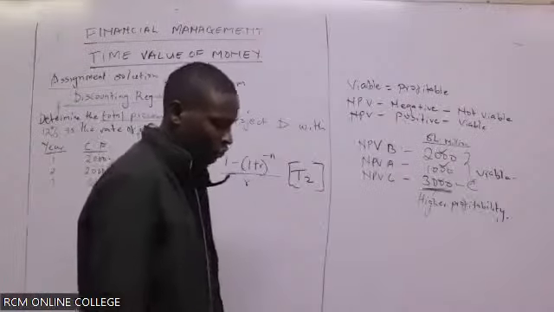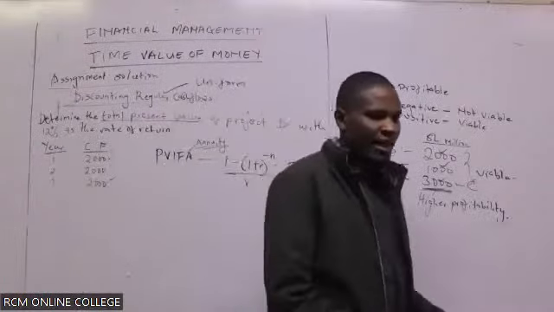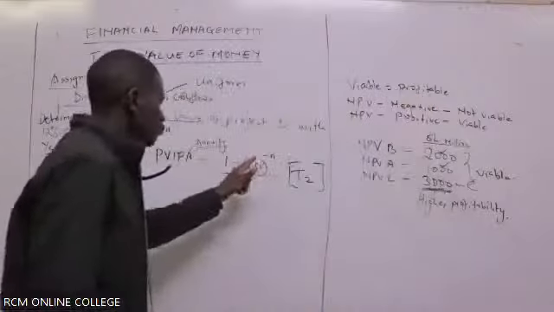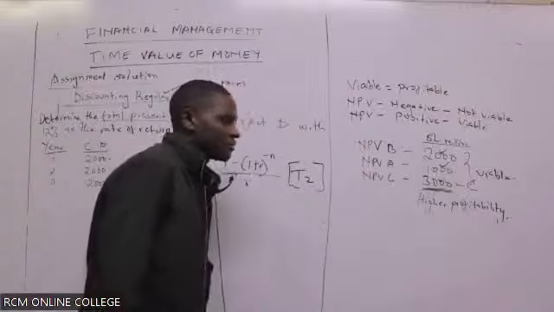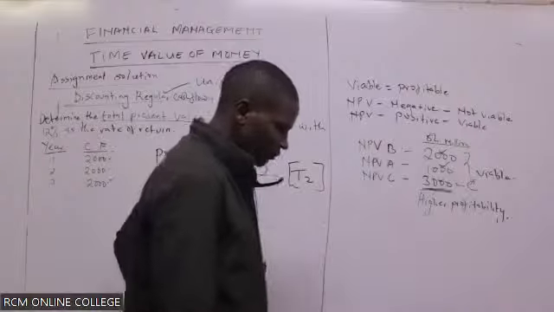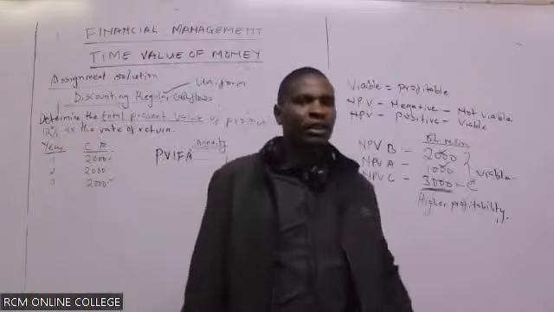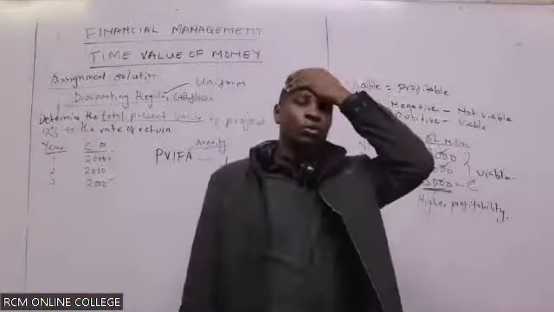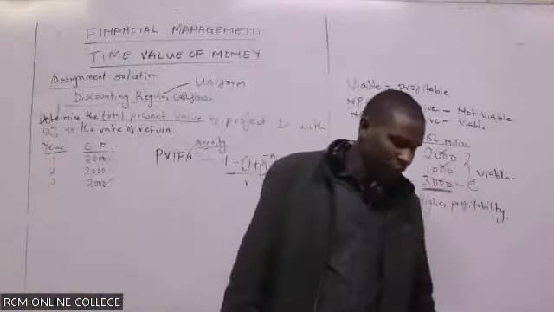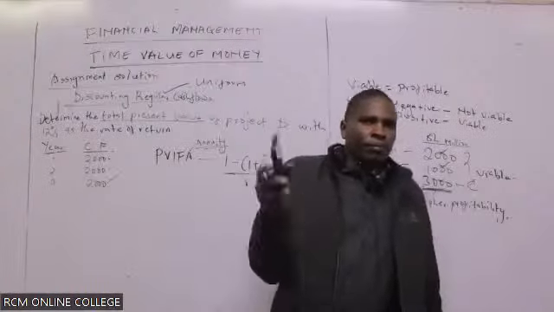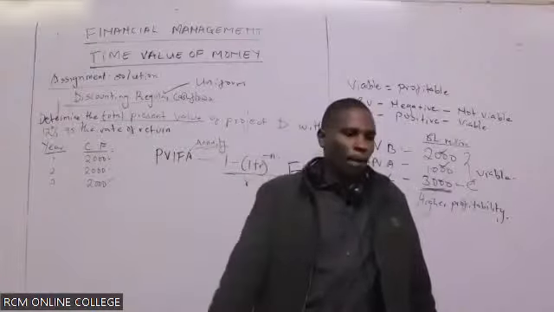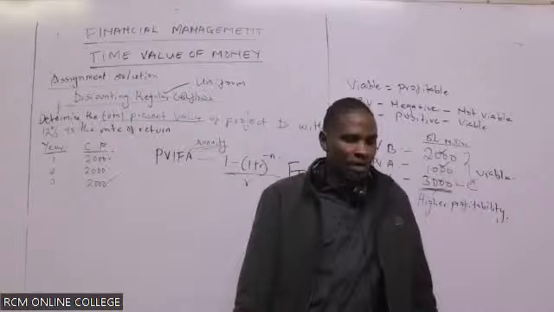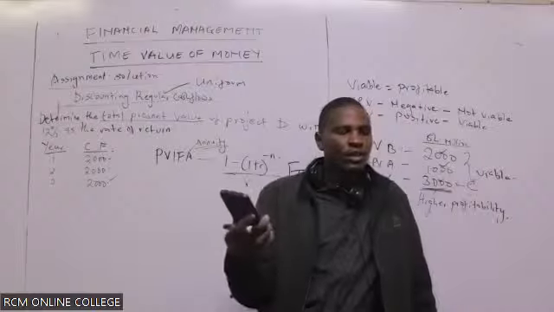For instance, in our question, what is our R? Is n positive or negative? Raised to negative n. It's negative. Maybe to mention so that it will be easier when we get there: anytime you are discounting, n is negative. Anytime you are compounding, n is positive. Yes, if you are discounting, n is negative.